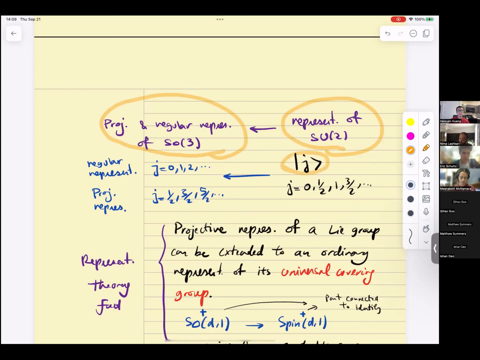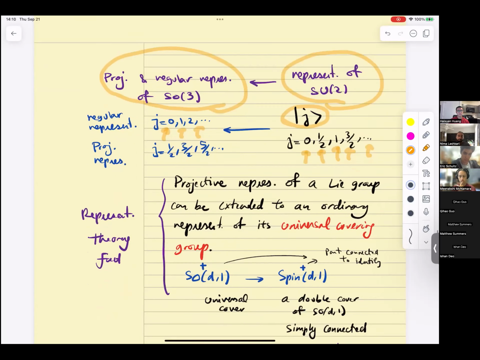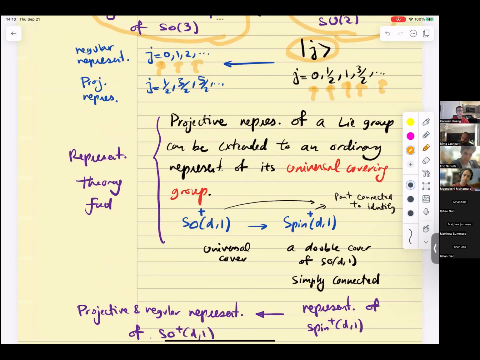The representation theory of SU(2) will give you integer spin, which corresponds to regular representations of SO(3), and half-integer spin, which corresponds to projective representations of SO(3). We're not teaching Lie groups here, but the grand picture is that the projective representations of a Lie group can always be extended to an ordinary representation of its universal covering group. If that doesn't say much, forget about it.